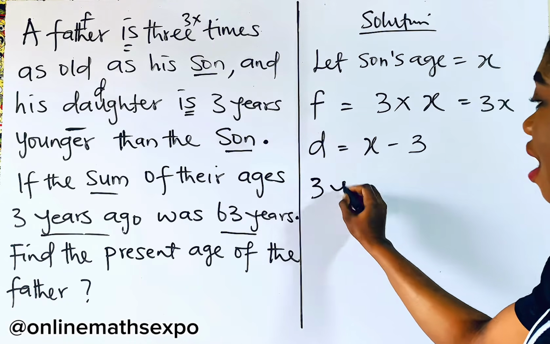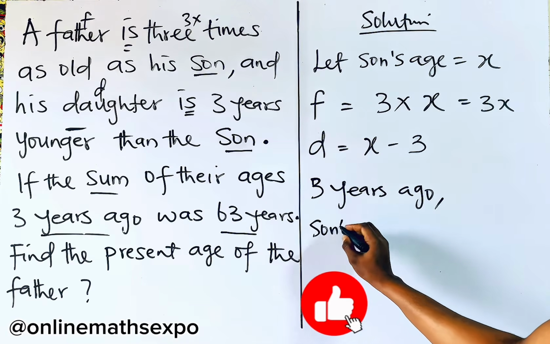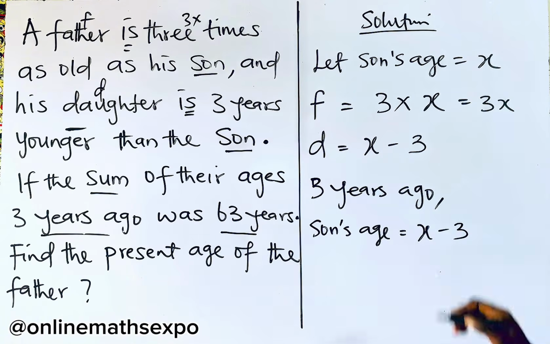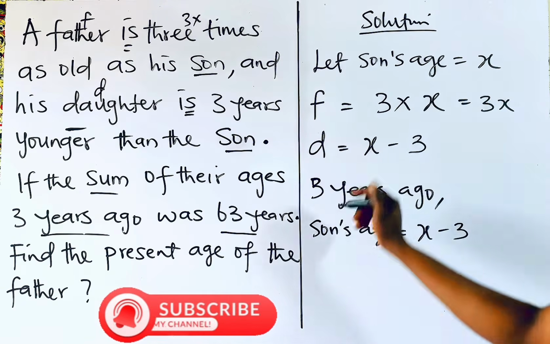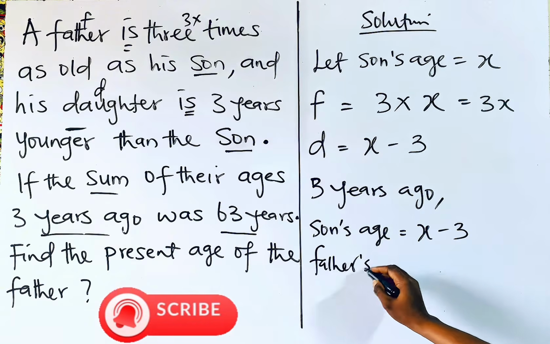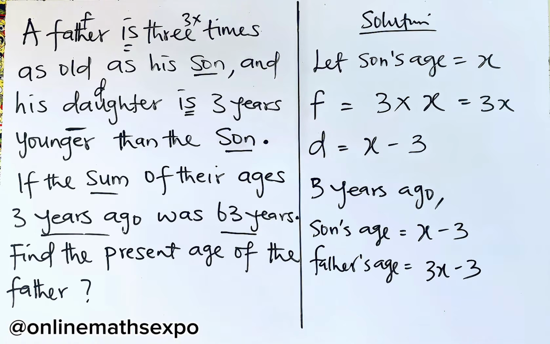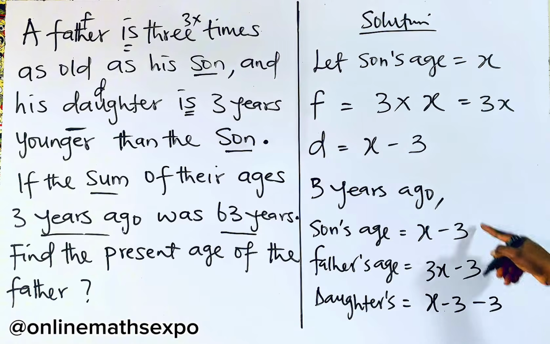So we have it 3 years ago. What happened to the son? The son's age 3 years ago will be x minus 3. I hope you are with me. This has to affect every statement. Then what happens to the father? The father's age will be 3x minus 3. You see what we're doing? Then the daughter's age will be x minus 3, then take away 3 from it. You have to take 3 away from each of their ages.